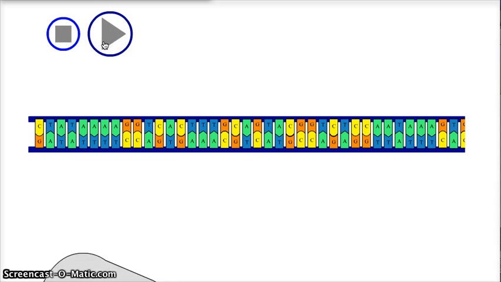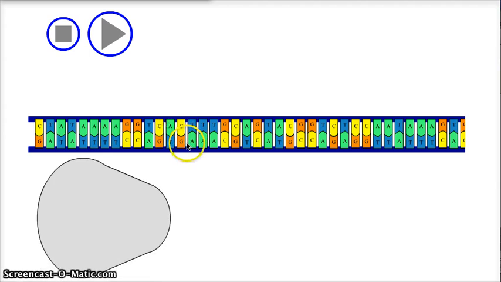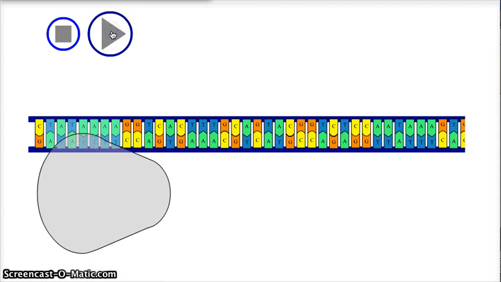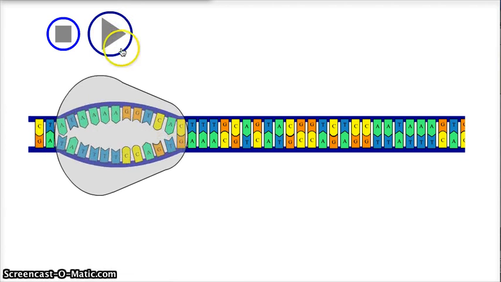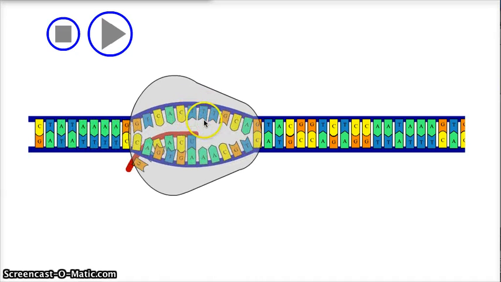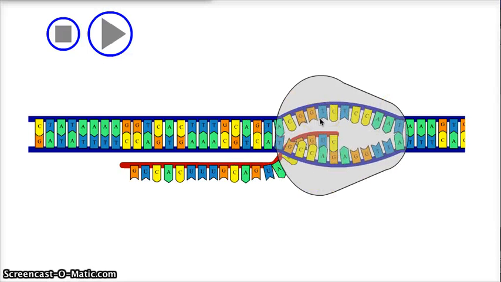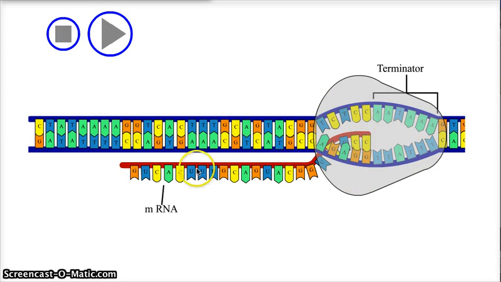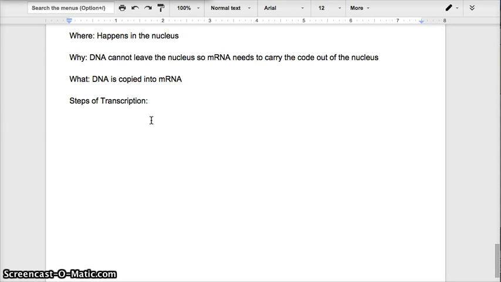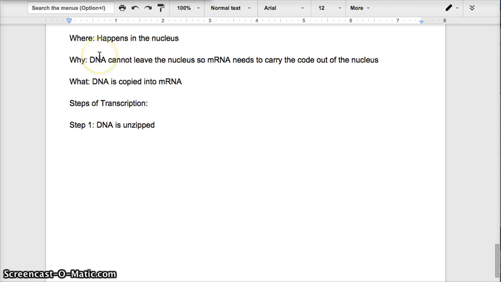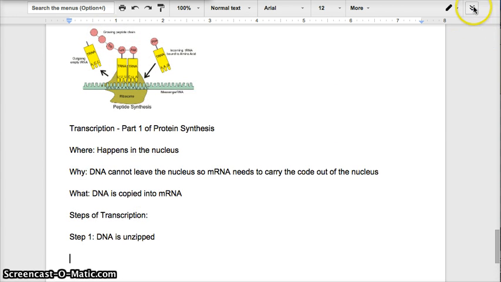So step 1 is, in order for DNA to get copied, it has to unzip. Alright, so DNA gets unzipped. And then this RNA polymerase, which you don't need to know, but this enzyme here is copying the DNA into mRNA. So step 1, DNA is unzipped. Alright, and you should draw this too, so I'm going to insert a quick picture up here.